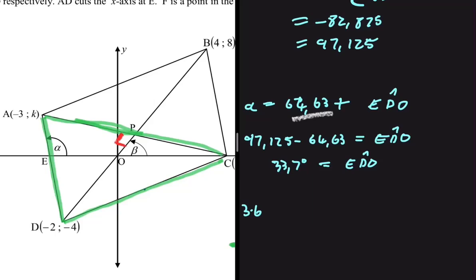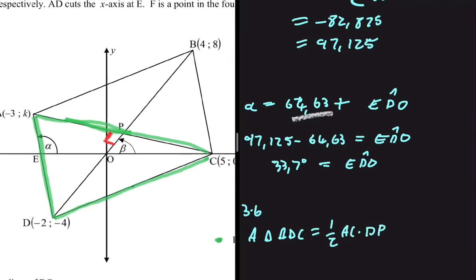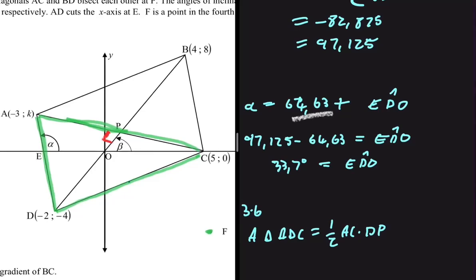So we can say that the area of triangle ADC is equal to half AC multiplied by DP. We have the coordinates of A and C, so we can easily find AC. We have the coordinates of D, but we can find the coordinates of P using the midpoint theorem. So we basically have DP. Now it's just a matter of putting that in your calculator and finding your final answer, which should be equal to 30 square units.